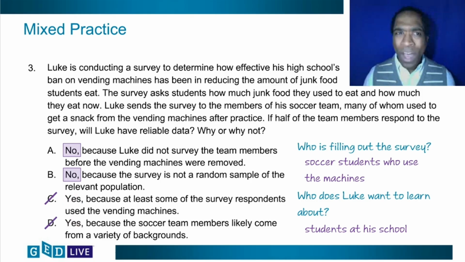Now, what's the problem with surveying only soccer students? So remember, we're dealing with samples. What do samples need to be, right? Well, they need to be representative, definitely. And that's the problem with surveying only soccer students. Soccer students who use the machines don't represent appropriately all the students at Luke's school. So, which of the remaining choices matches that? Is that choice A or choice B?